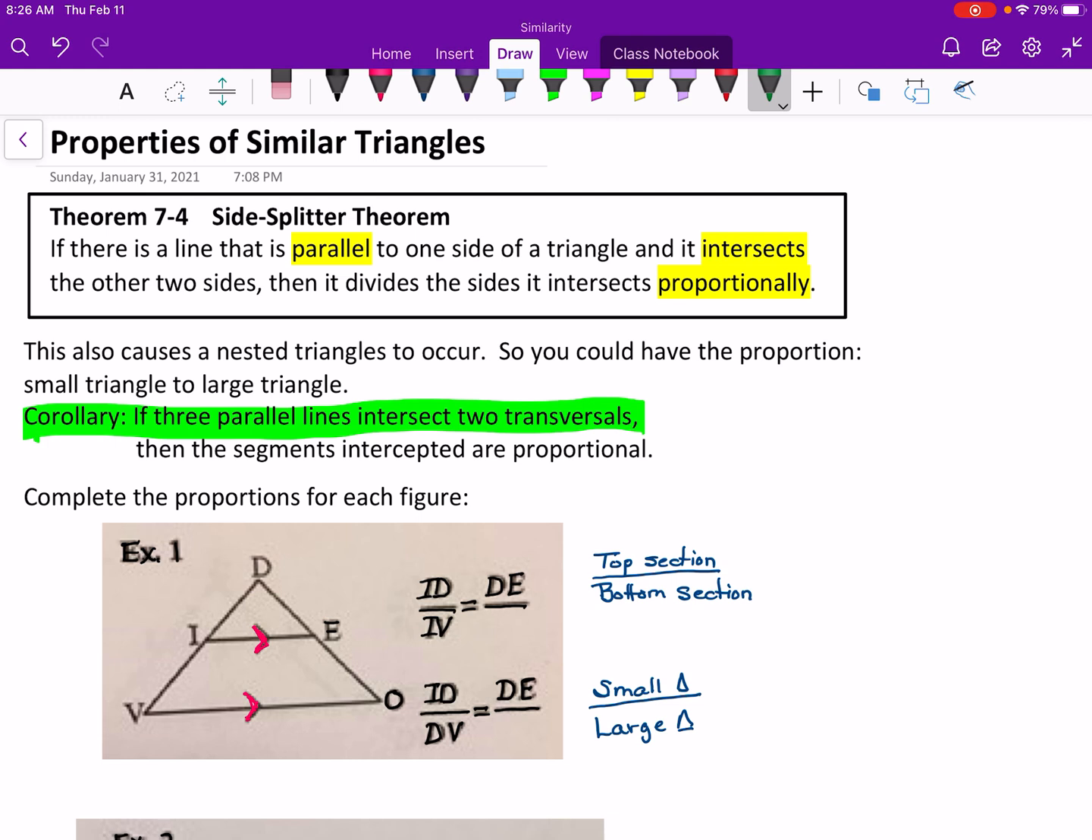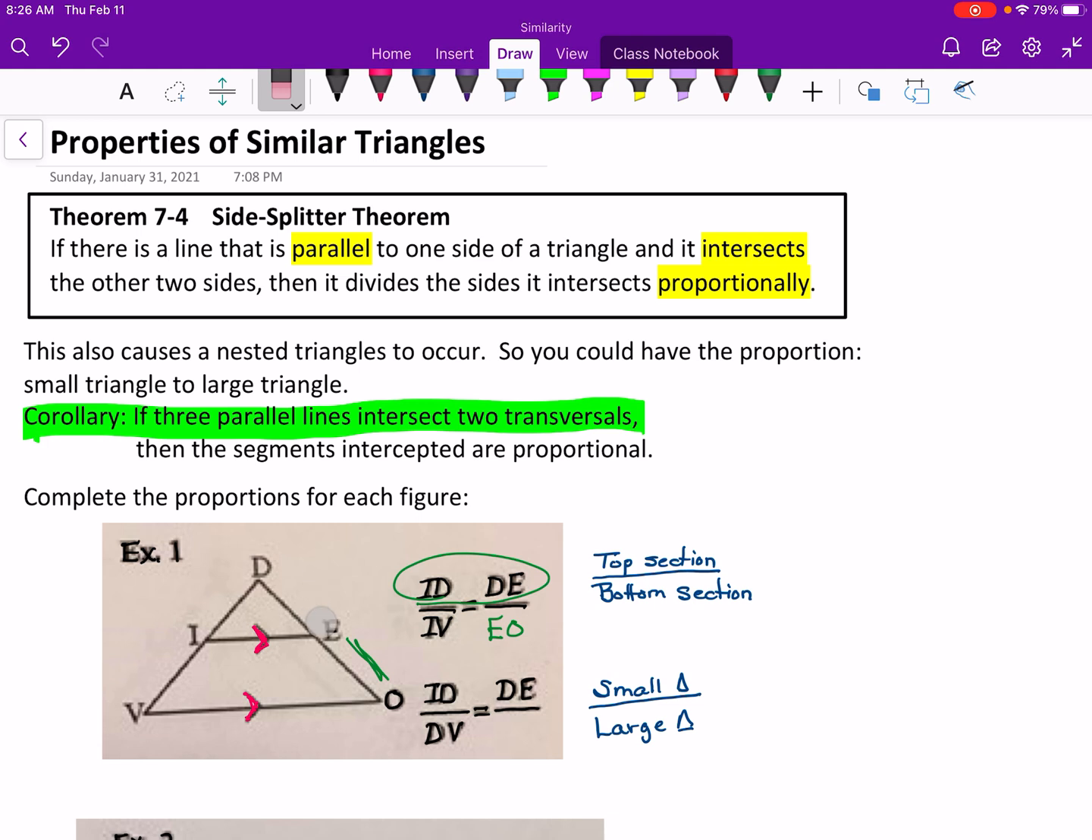So let's look at the parts. ID is on the left, and it's the short piece, and it relates to IV, which is the other shorter piece. What we're going to do is identify matching parts. ID is in a side of the upper triangle. IV is this lower part, so it corresponds to EO. This side splitter theorem gives us lots of options on solving for missing pieces. All right, let's try another one.